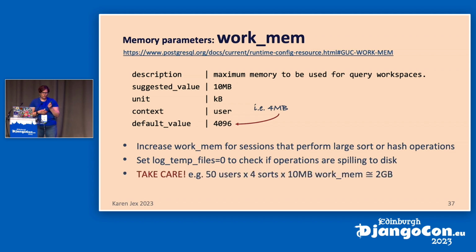What's worth considering, though, is that, as I said, it's not an amount for a whole query, it's an amount per sort or per operation. So if you've got, for example, 50 users who are all performing 4 sorts and using 10 megabytes of work mem for each of those, that's about 2 gigabytes of memory that you're using. So what can sometimes be useful is setting a conservative value for work mem for the whole server, and then if you've got sessions that have that intensive sort type operation going on, you can increase it just for that particular session.